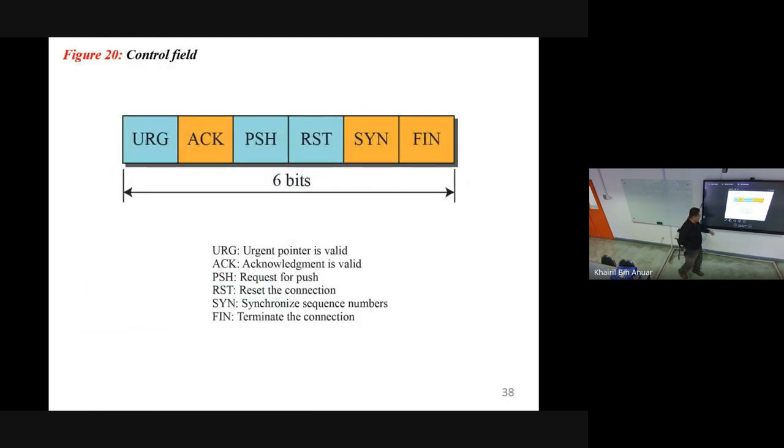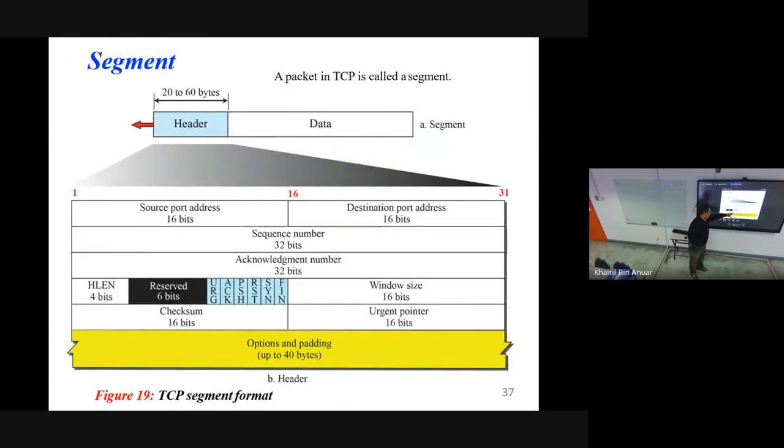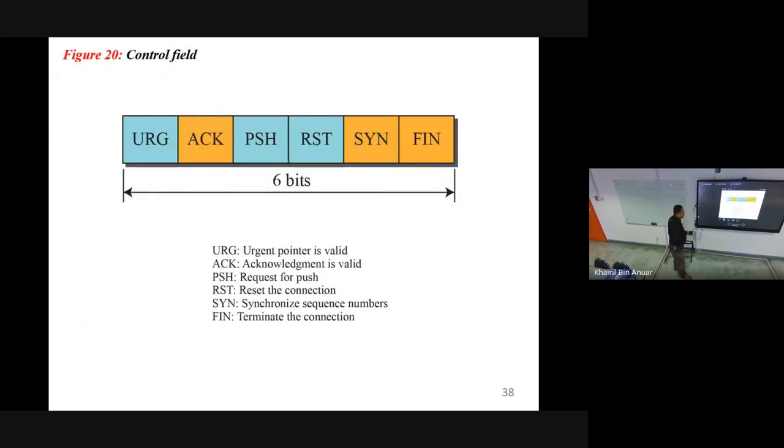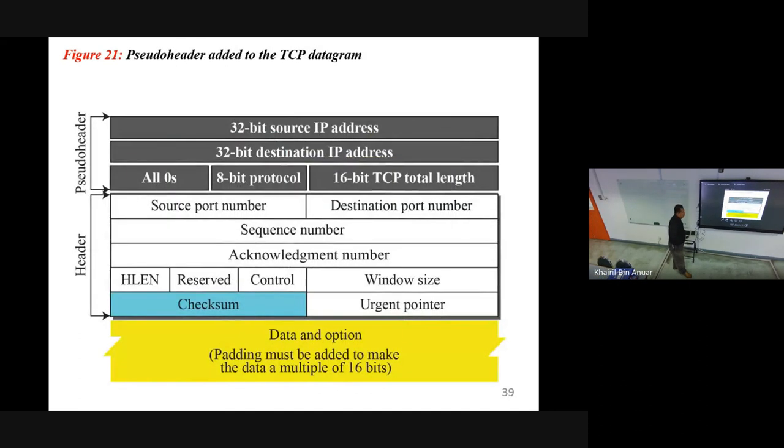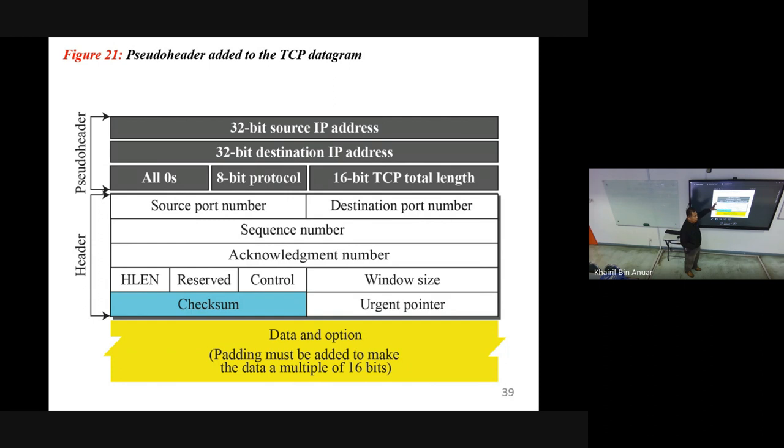And then in between there, these small things, you will also have some flags, for instance urgent pointer, acknowledgement, request for push, reset the connection, synchronize sequence number, and also terminate the connection. So these are some other control fields or flags that you can activate later on. And also, you can have an additional cross check, not just by the source number, but you can also add the port and IP address to your TCP header. So this is where you can have additional header information.